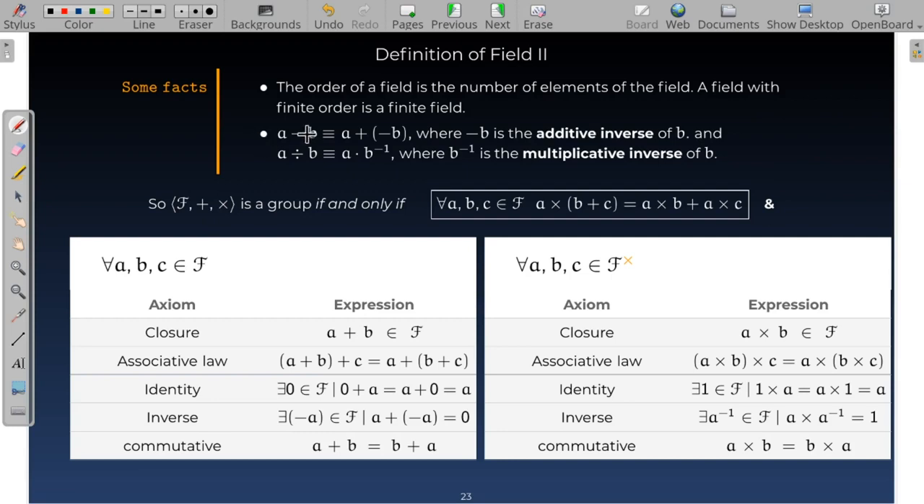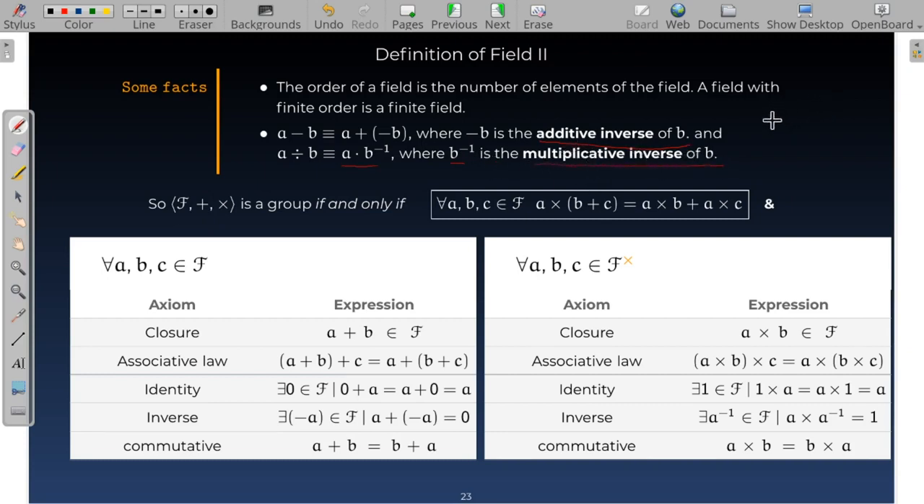Now A minus B is actually equivalent to A plus minus of B. As I told you in the last lecture, subtraction is actually addition in disguise. So A minus B is equal to A plus minus of B, where minus of B is called the additive inverse of B, and A divided by B is equivalent to A times B inverse, B to the power minus 1, and B inverse is called the multiplicative inverse of B.